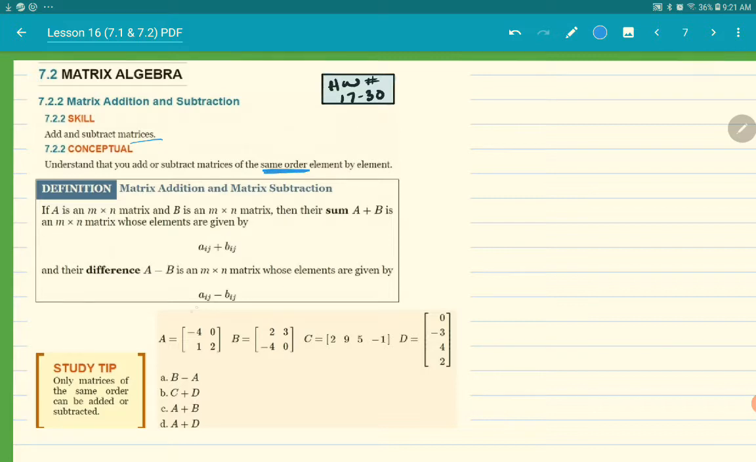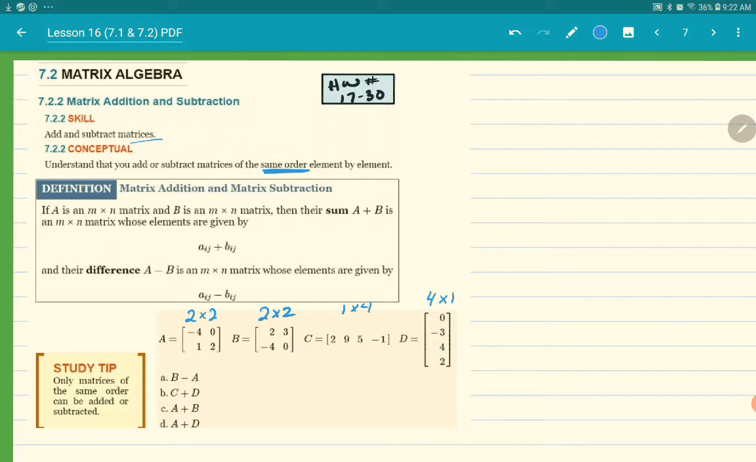So this one, for example, is a 2 by 2, and this one's 2 by 2, which means we can add or subtract those. This one, or C, is a 1 by 4. Remember, it's row by column. And D is a 4 by 1. These are not the same order, even though 4 times 1 is 4. But a 1 by 4 is not the same order as a 4 by 1. So C and D you could not add or subtract.